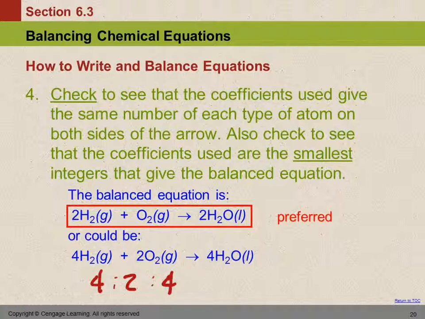And if we divide all those numbers by 2, we end up with 2 to 1 to 2, which is better. So this equation is balanced, but this is better. This one's not wrong, but this one's better. Any questions?